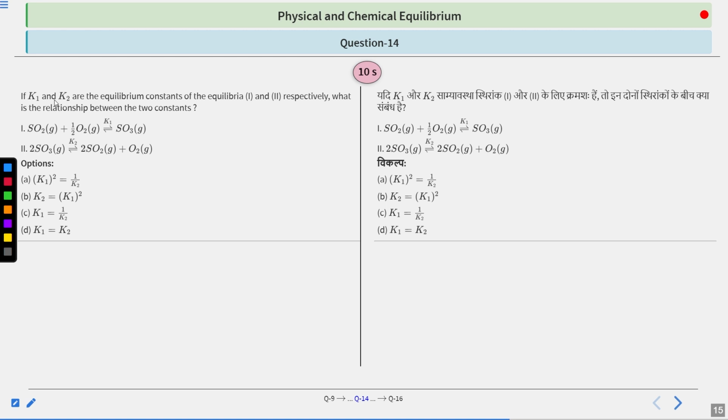Next question: if K1 and K2 are the equilibrium constants for equilibria 1 and 2 respectively, what is the relationship between the two constants? First is the oxidation of sulfur dioxide to sulfur trioxide, with equilibrium constant K1. Second is SO3 going to SO2 and O2, meaning the reverse reaction, but with a different stoichiometric coefficient and a different equilibrium constant. Now you have to determine the relation between these two. Options are A, K1 squared equals 1 by K2; B, K2 equals K1 squared; C, K1 equals 1 by K2; and D, K1 equals K2. So your time to solve this question starts now.